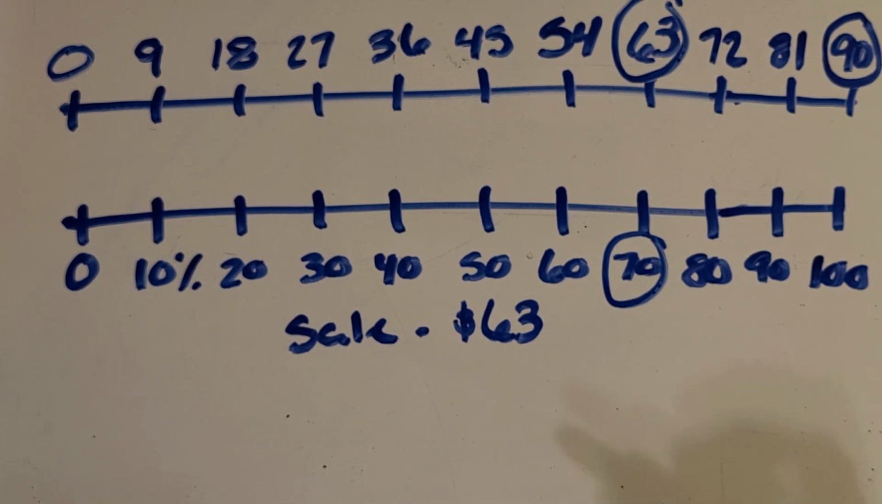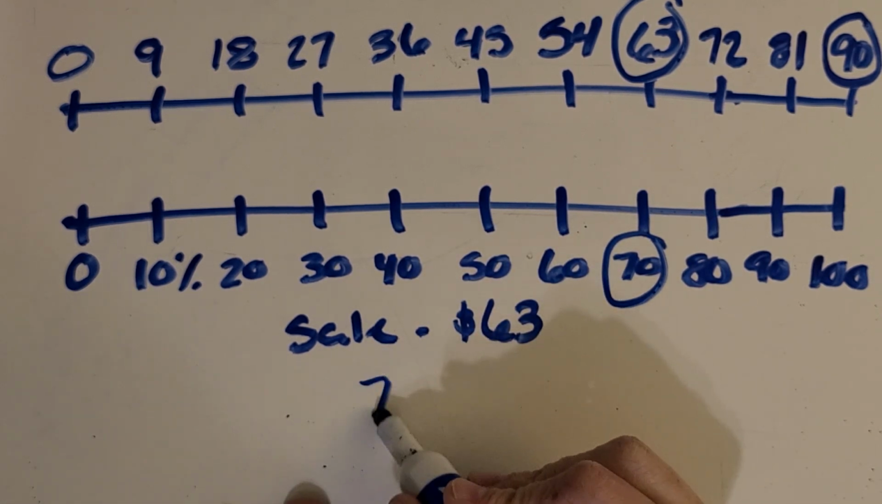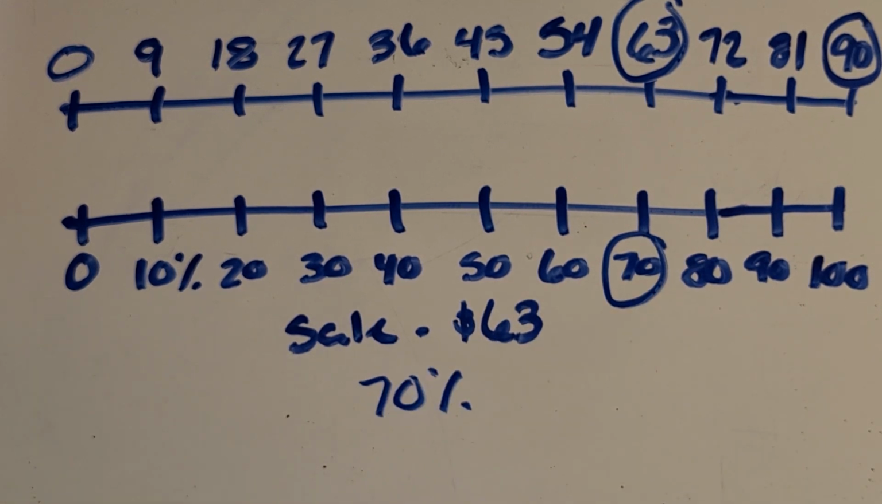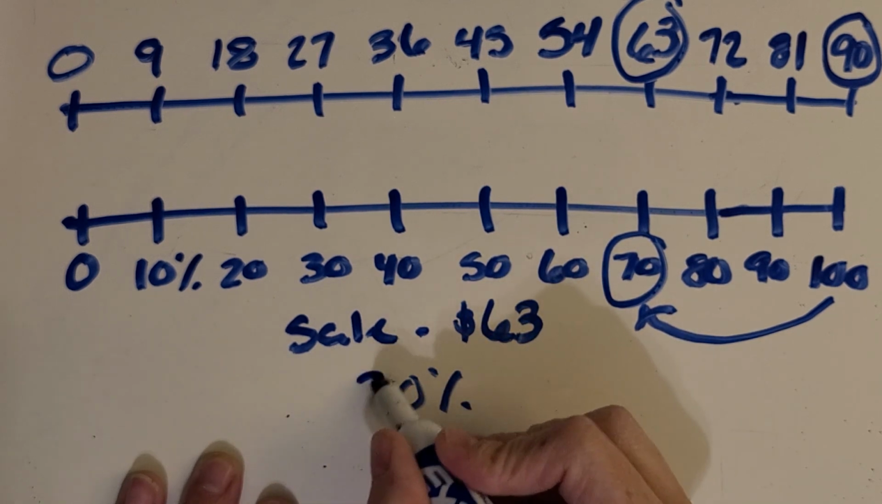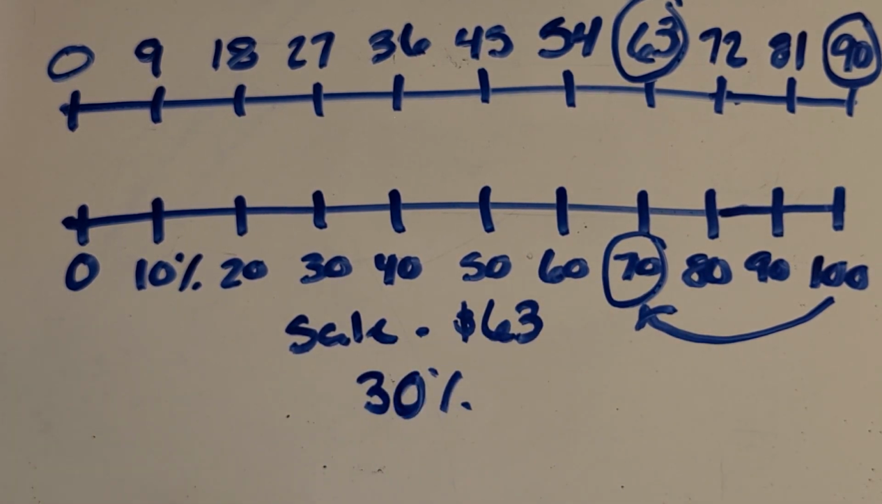So the answer is not 70% off. What discount is that to go from 100 down to 70? Okay, great. It's 30% off because 100 minus 30 is 70. So we got a 30% off discount.